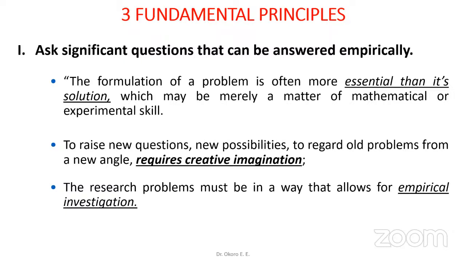So the formulation of a problem is often more essential than the solution. If you are able to situate the problem, then finding the solution is not a problem anymore, because it can be either mathematical or experimental. Those are the two ways we can go. When you're talking about mathematical, it can be mathematical modeling. You can also go ahead and deal with AI, which is one of the things trending now.